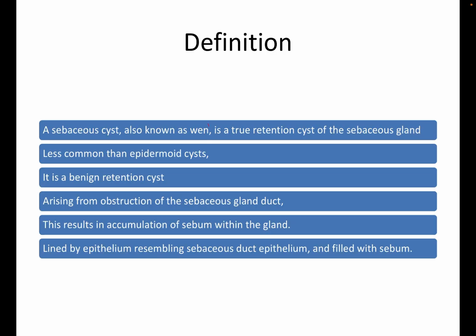The sebaceous cyst is also known as wen. It is a true retention cyst of the sebaceous gland. It is less common than epidermoid cyst, a benign retention cyst arising from obstruction of the sebaceous gland duct. This results in accumulation of sebum within the gland, lined by epithelium resembling sebaceous duct epithelium and filled with sebum.